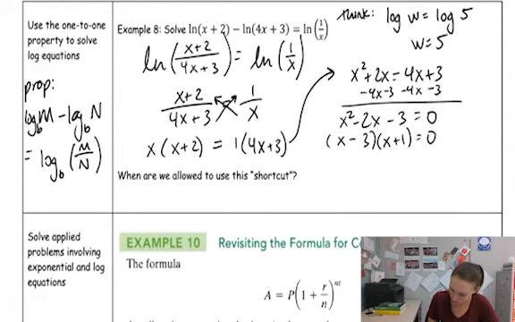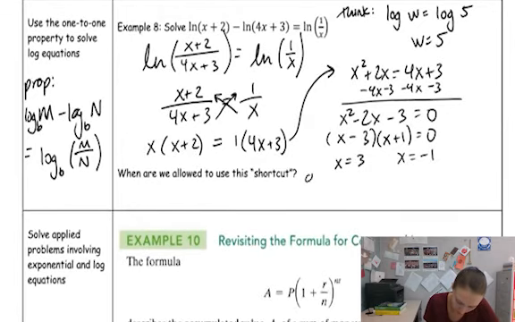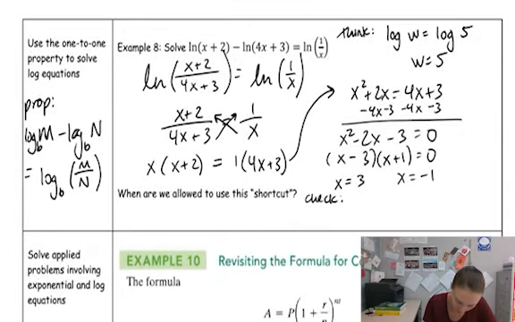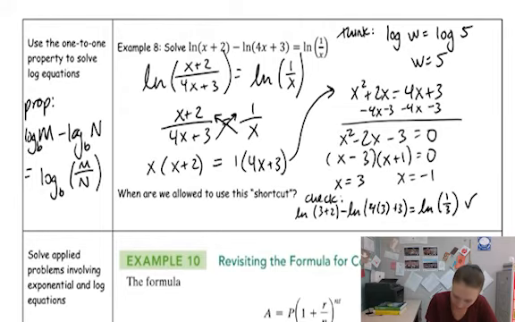And x equals 3 or -1. Now again, we have to check to make sure that these work. So check. If I plug 3 in, is it going to make any of the arguments negative? So ln of 3 plus 2 is fine, minus the ln of 4 times 3 plus 3 is fine, equals the ln of 1 over 3 is fine. This one is just fine.